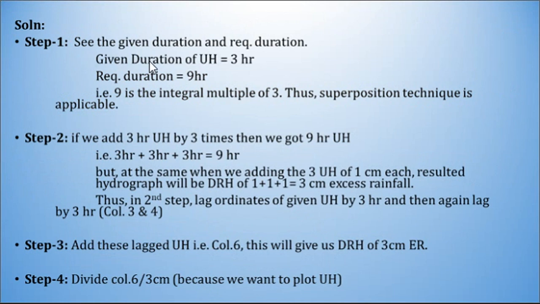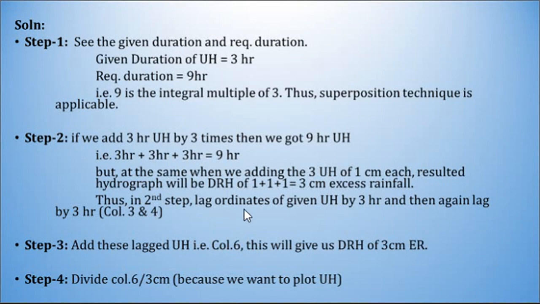So in step 1, see the given duration and required duration. Given duration of unit hydrograph is 3 hours, required duration 9 hours. 9 is an integral multiple of 3. Thus the superposition technique is applicable. If we add the 3-hour unit hydrograph 3 times, then we get the 9-hour unit hydrograph. That is 3 plus 3 plus 3 equals 9 hours. But at the same time, when we are adding 3 unit hydrographs of 1 centimeter each, the resulting hydrograph will be DRH of 1 plus 1 plus 1 equals 3 centimeter excess rainfall.